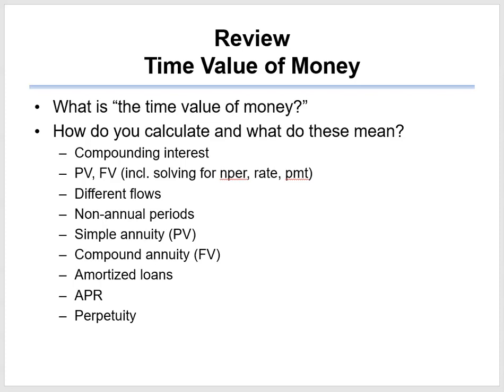You'll need to know how to calculate present value and future values. That means solving also for the number of periods. Might say, how long will it take you to pay off this? You need to be able to calculate the rate. What interest rate do you need if you want to have $1 million in 5 years? That kind of thing. Payment. How much money do I have to save each year to have $1 million? So we'll cover these in the Excel portion of the review.